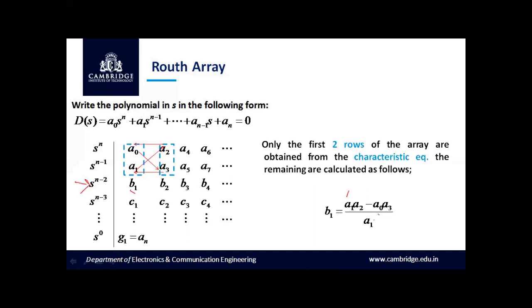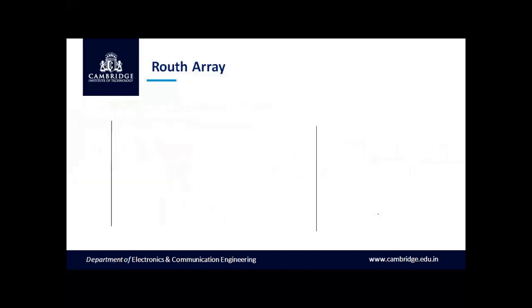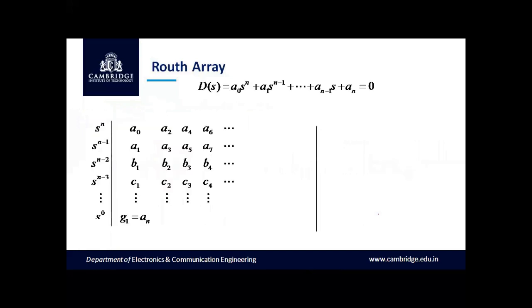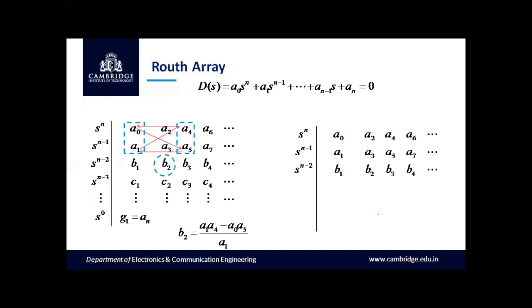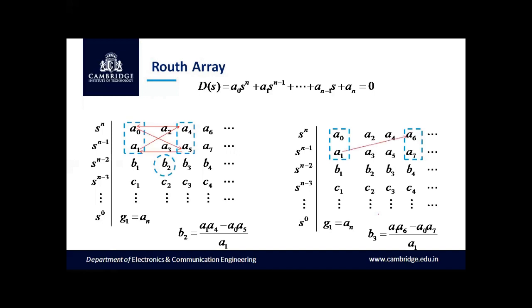Similarly, to fill up the second element of the third row, to obtain B2, we can make use of the previous two rows and the formula is given by B2 is equal to (A1 A4 minus A0 A5) divided by A1. And now we have obtained the element B2, that is, the third row second element. Similarly for B3, we can follow the same procedure and B3 is given by (A1 A6 minus A0 A7) divided by A1.